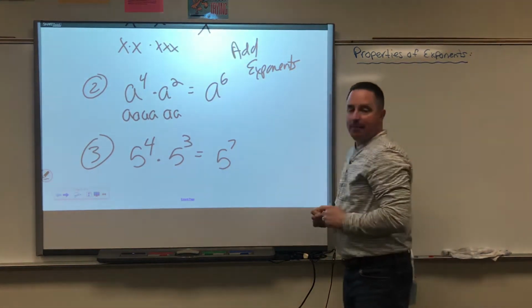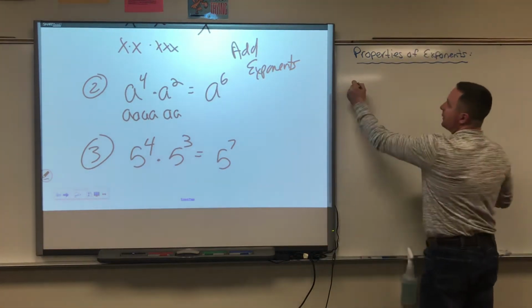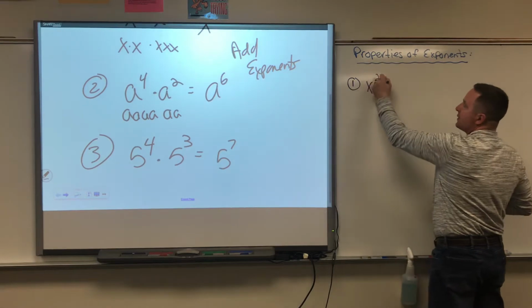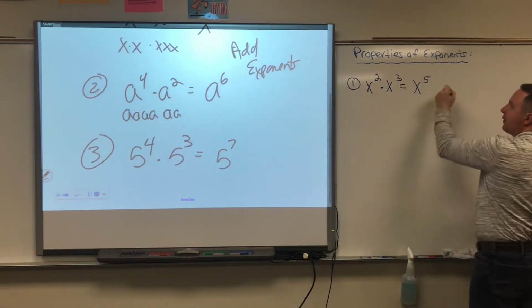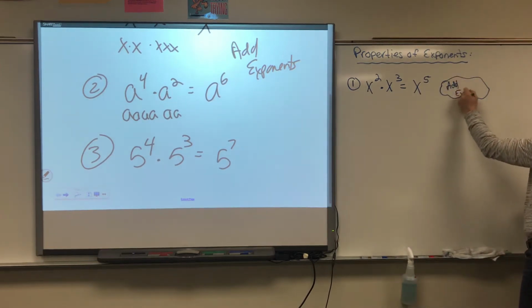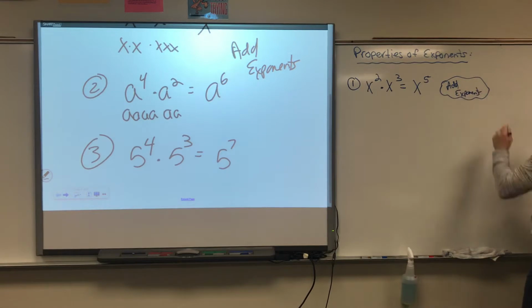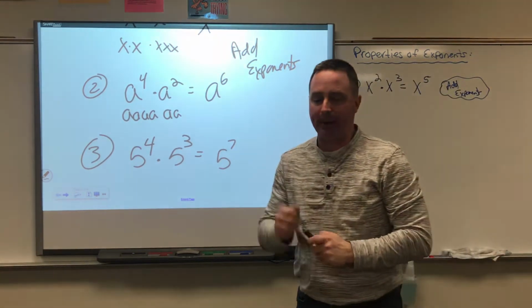So I'm going to keep track of a couple over here, and I'm just going to write the first one down. If I have x to the 2nd times x to the 3rd, we have x to the 5th. And what I did with those exponents is I added them. So there's our first property of exponents. Not too terribly bad.